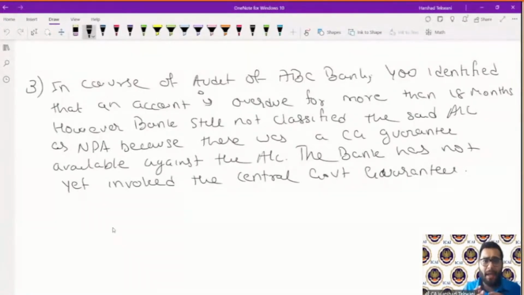Okay, so there was an account which was overdue for more than 18 months. However, the bank has still not classified the account as an NPA because there was a central government guarantee available against the account. The bank has not yet invoked the central government guarantee. Now you tell me whether the bank not classifying the account as an NPA is appropriate or not.